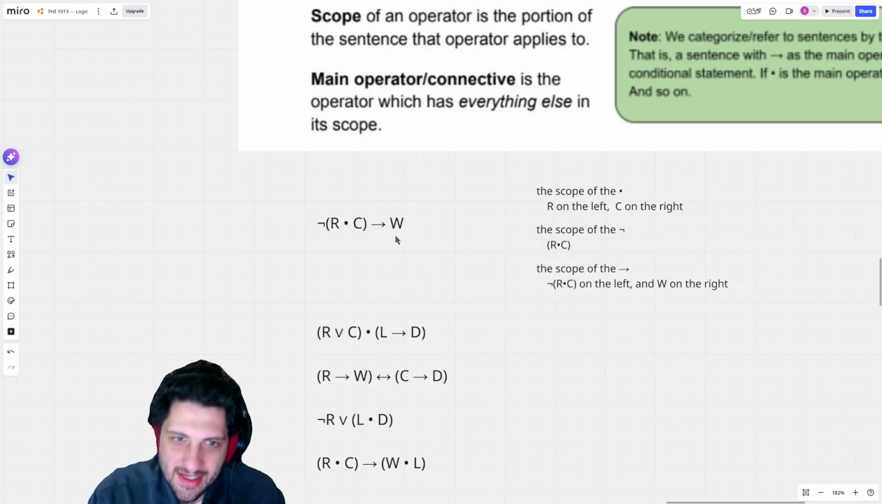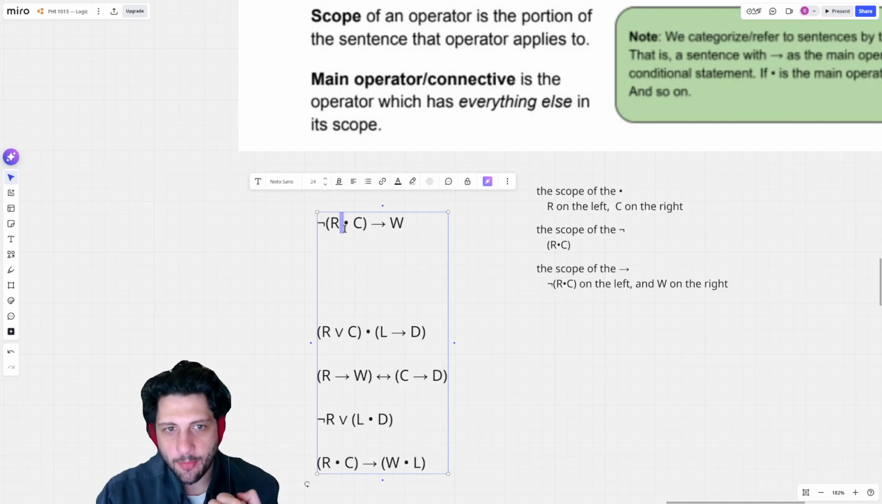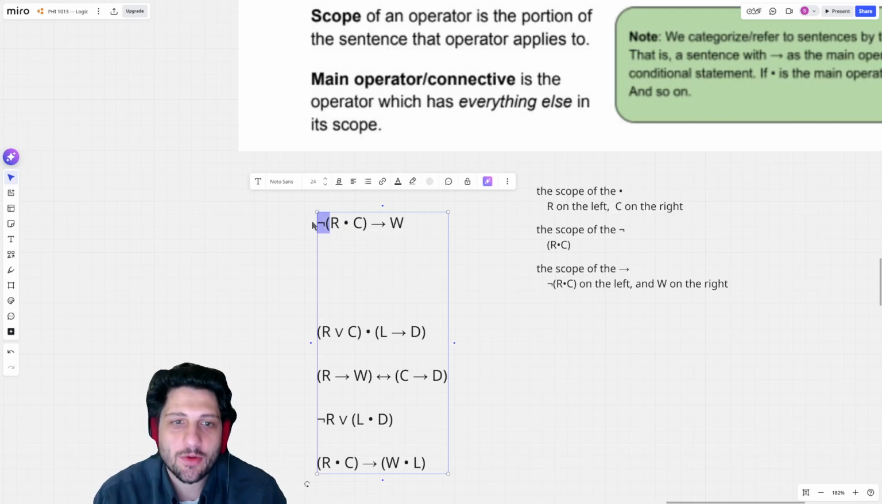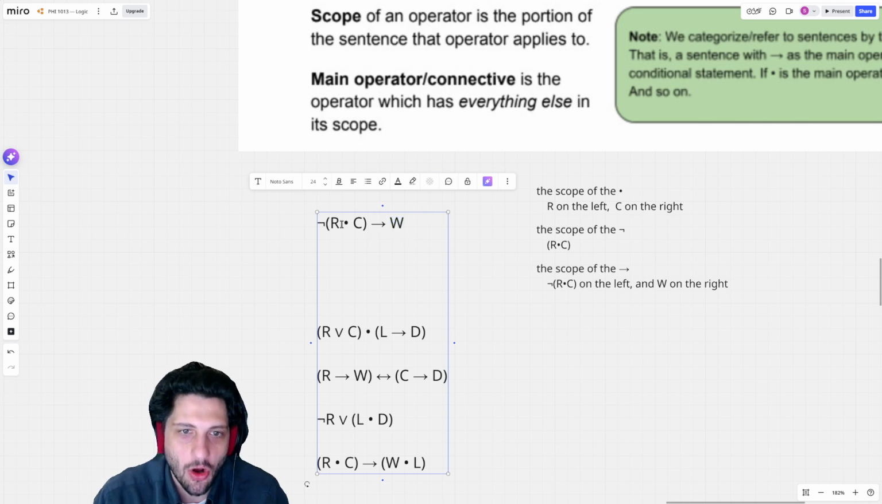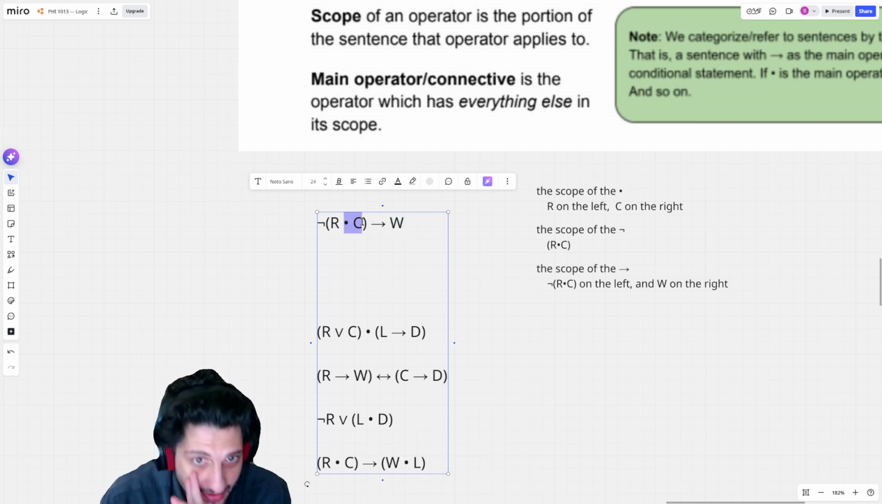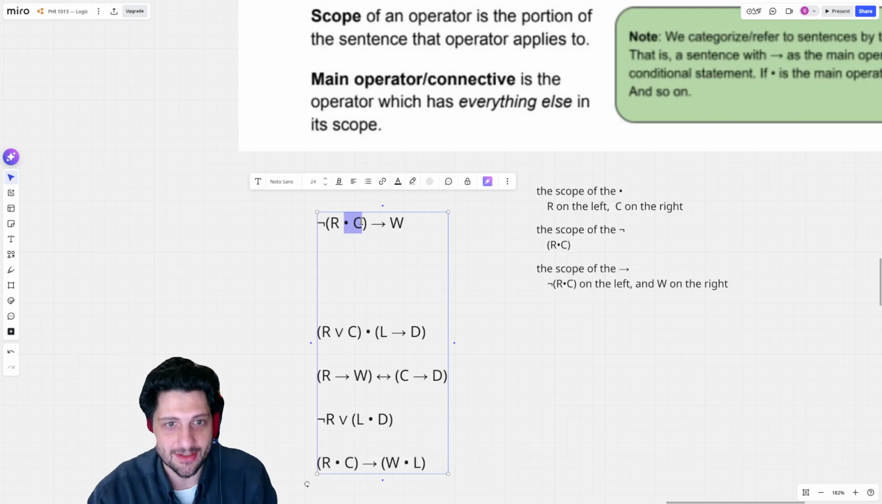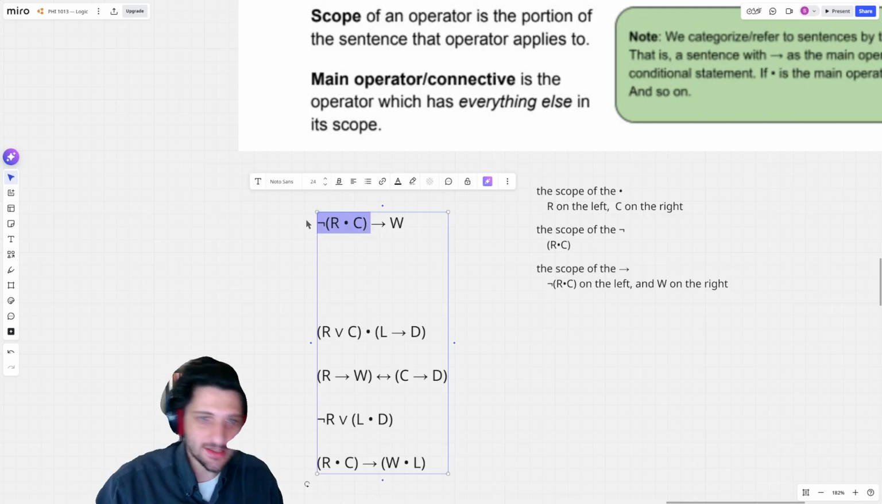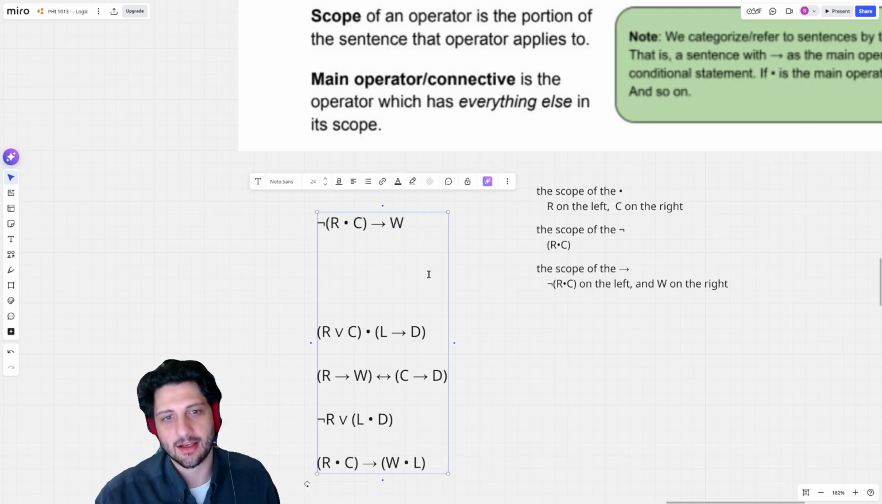Right, so when we say something like the scope of an operator, we're trying to ask what it is that the operator is looking at. In a sense, you can think about it like this: the conjunction has no idea what's going on on the outside over here. All that it sees is what it's using to build this sentence. It sees the R and the C, and then the negation sees this R and C, this complicated statement. And then the conditional sees the entire left side and the entire right side.